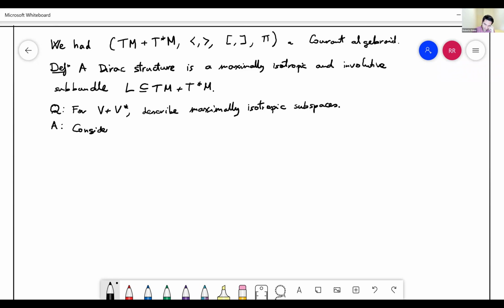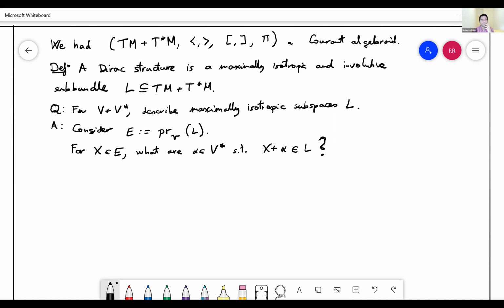Consider these spaces, which I'm going to call L. And I consider E, which is the projection to V of this L. What I said is I'm going to do it kind of as a graph. So for x in E, what are the possible alpha in V dual such that x plus alpha belongs to L? So this is the question now.